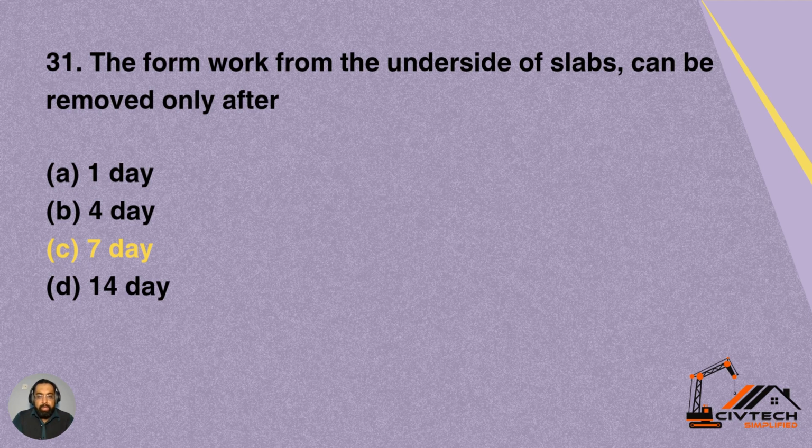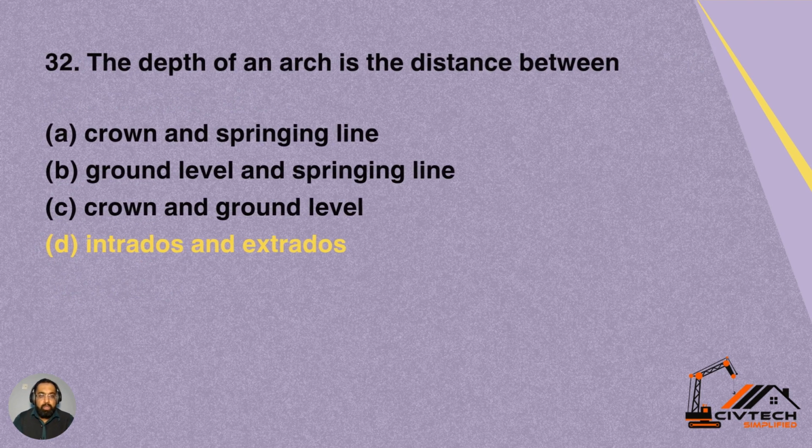The formwork from the underside of slabs can be removed only after. This is an important question regarding our daily field routine as well as from the exam point of view. So how long should the formwork remain for the underside of the slab minimum? It should be 1 day, 4 days, 7 days, or 14 days. So it should be at least 7 days. So option C is correct for this question.